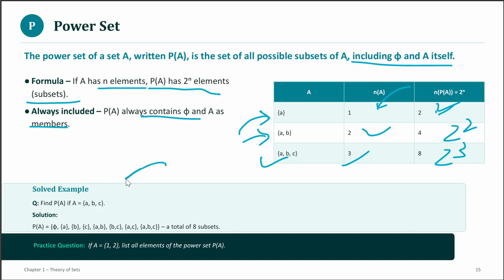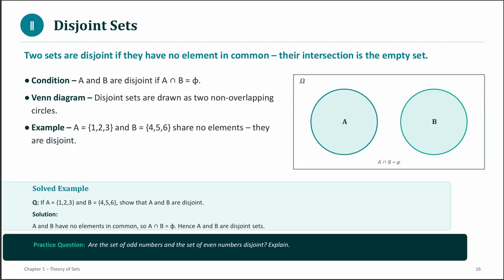Now here we have been given this example, find P(A) if A is equal to {a, b, c}. So here again we have created the power set of A, which is phi, {a}, {b}, {c}, {a, b}, {b, c}, {a, c} and {a, b, c}. So we have a total of 8 subsets. Okay, I've already done this example. Let us move forward.